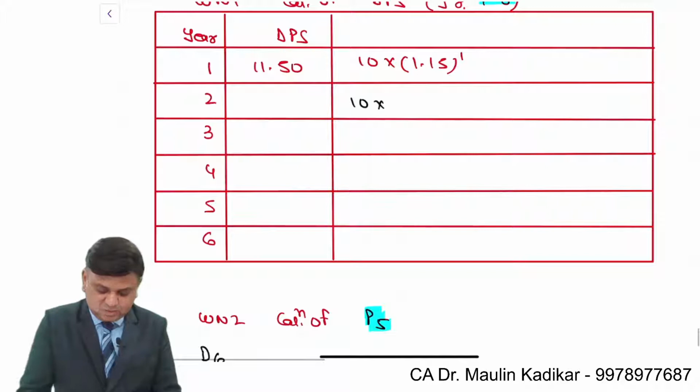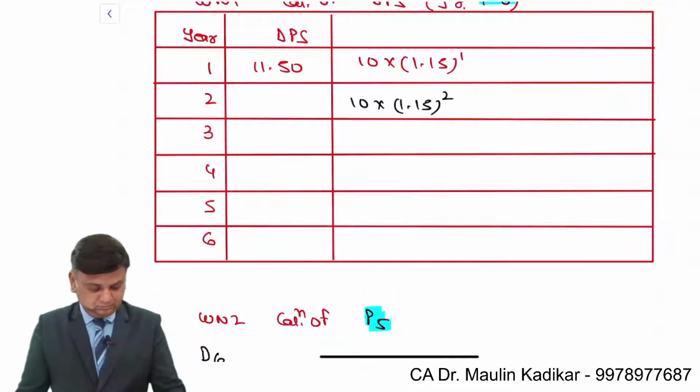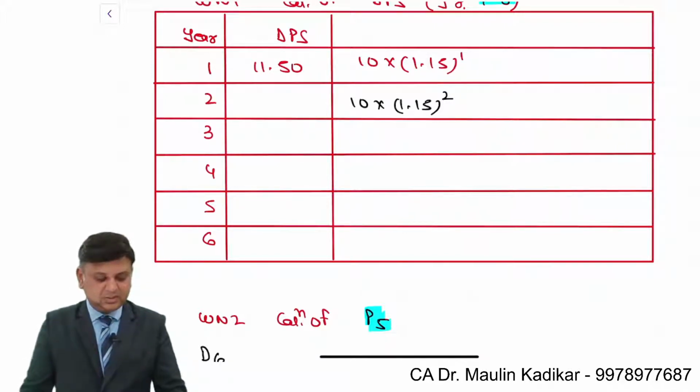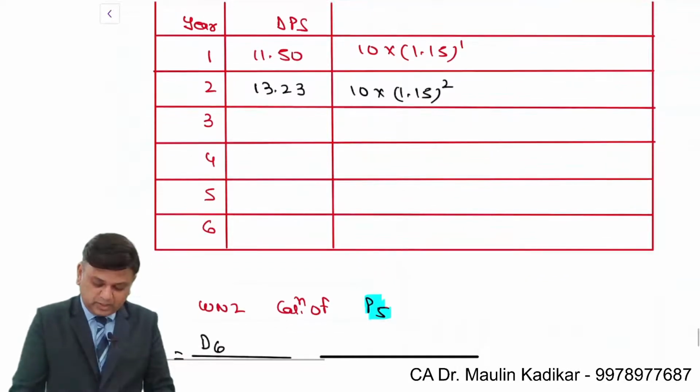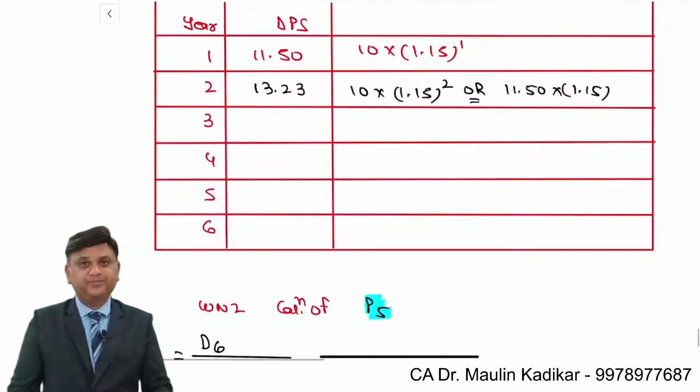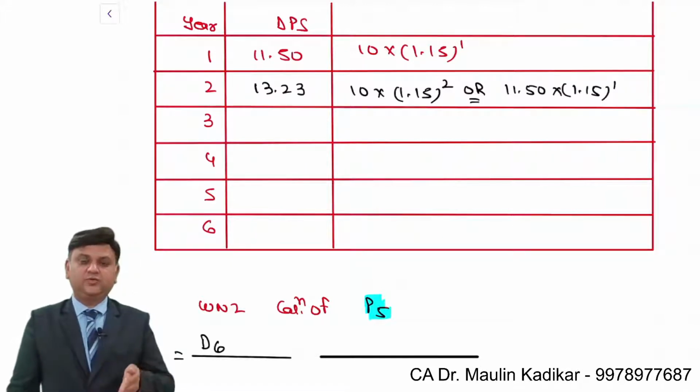Second year it is 10 into 1.15 raised to 2. So it is 11.5 into 1.15. So it is 13.225, that is 13.23. This amount can be calculated as 11.5 into 1.15 as well. Okay. The first year dividend is grown for 1 time, or year 0 dividend is grown for 2 times.